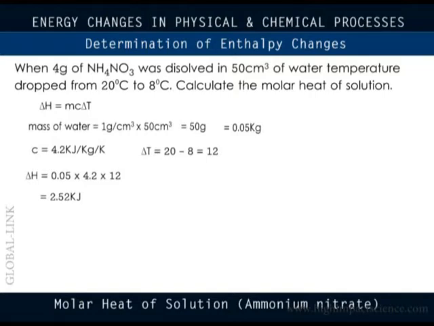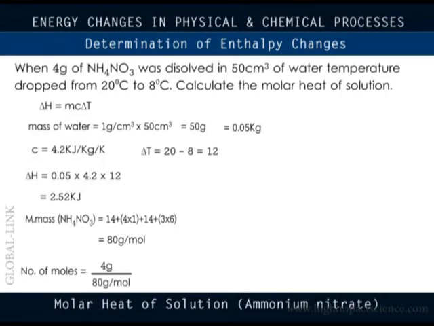But we need the molar heat. In other words, how much would it be if we had 1 mole of ammonium nitrate? We calculate the number of moles in 4 grams of ammonium nitrate. Molar mass of ammonium nitrate is equal to 80 grams per mole. Number of moles is given by mass over the molar mass. That is 4 grams over 80 grams per mole. That gives us 0.05 moles.